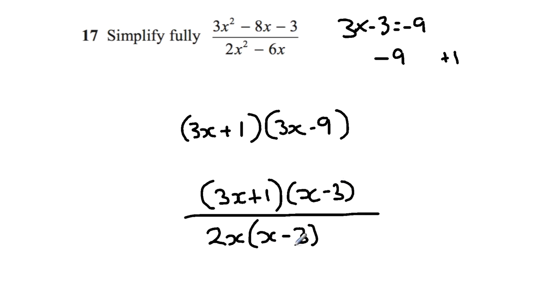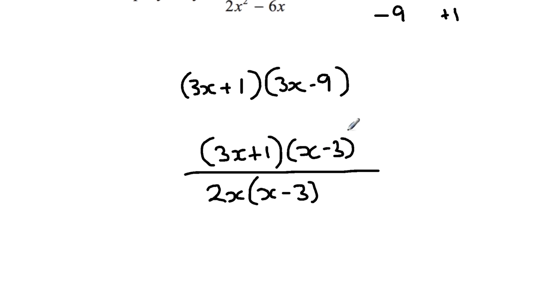on the numerator and x minus 3 on the denominator by dividing each of them together. So x minus 3 divided by x minus 3 equals 1. So we should have on the numerator 3x plus 1 over 2x. And that's the final answer.